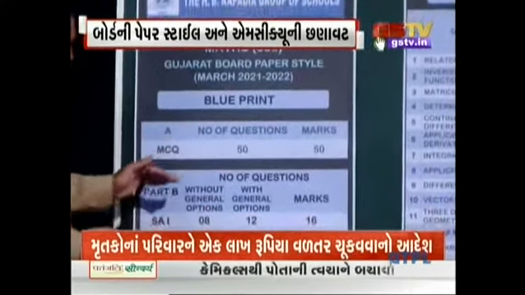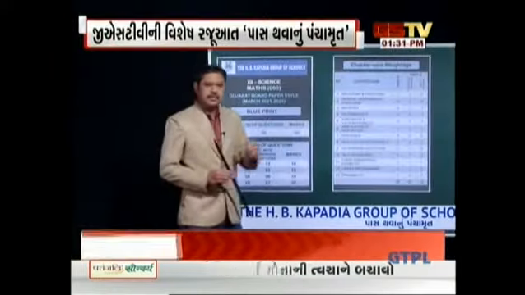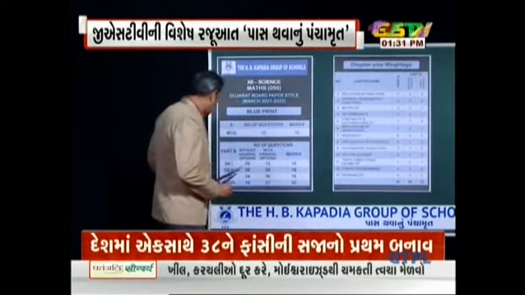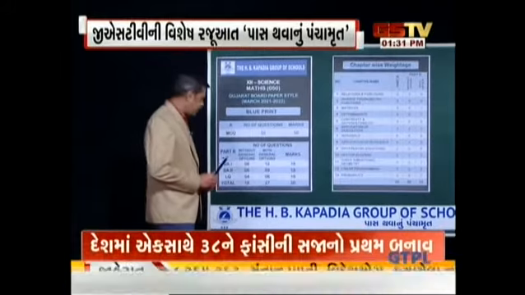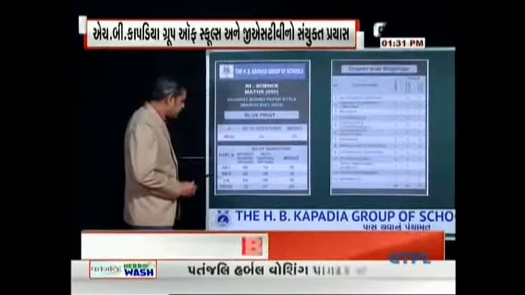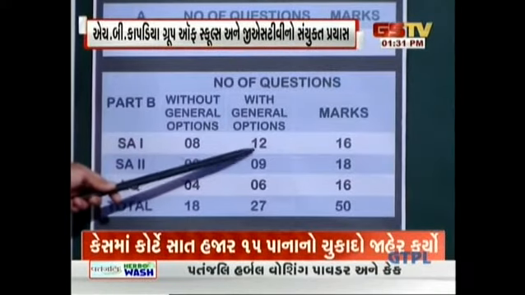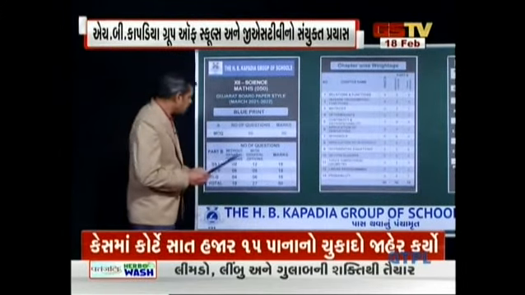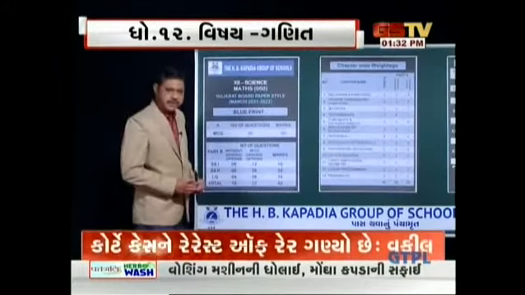In Part B, there are three main types of questions: Essay 1, meaning short answer 1, Essay 2, short answer 2, and long question, meaning LQ. Short answer 1: without general option 8 questions, with general option 12 questions, 2 marks for each question. So total marks for Essay 1 type questions is 16.